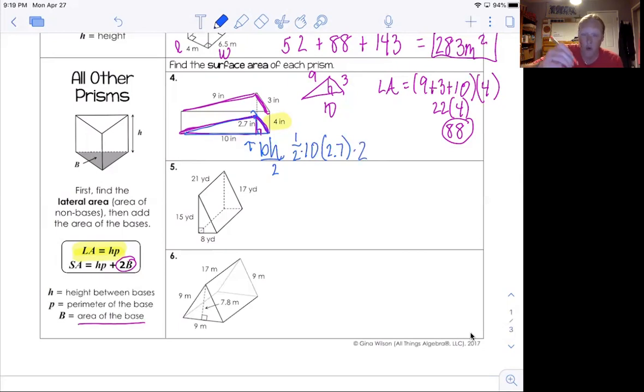So guess what? What is 1/2 of 2? 1. So this 1/2 and this 2 are going to cancel each other out because half of 2 is 1, and 1 times this is still 10 times 2.7. So what is 10 times 2.7? 27. So the surface area for this triangular prism is 88 for the lateral area plus 27 for the two bases, which is, I'm sorry, I'm running out of room here, 115 inches squared.